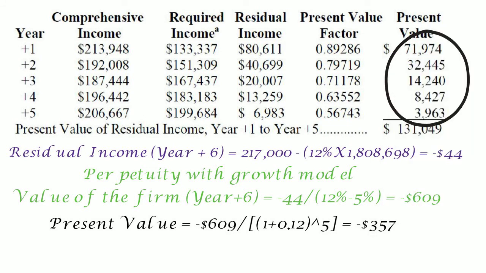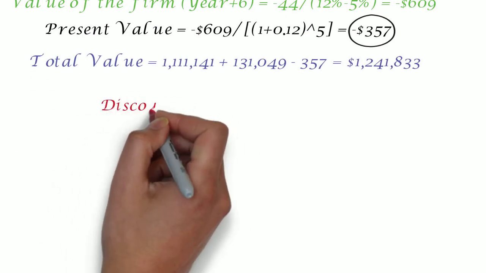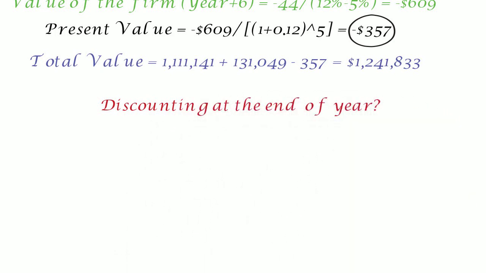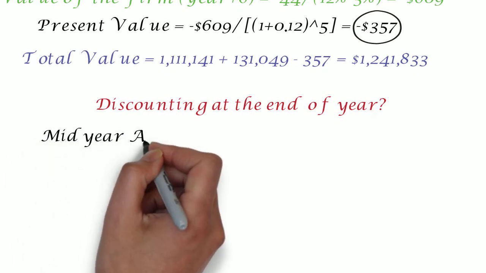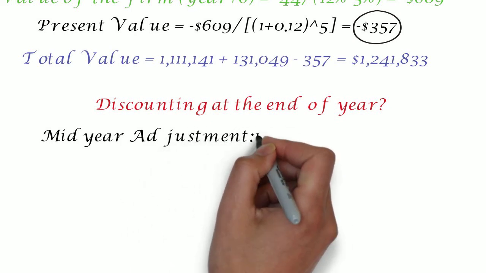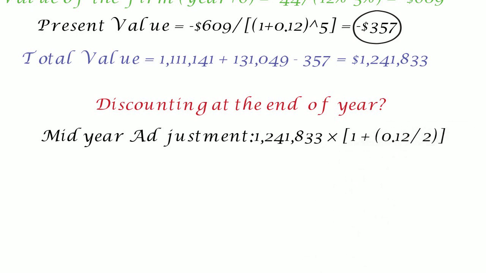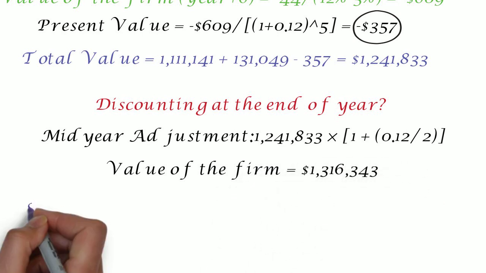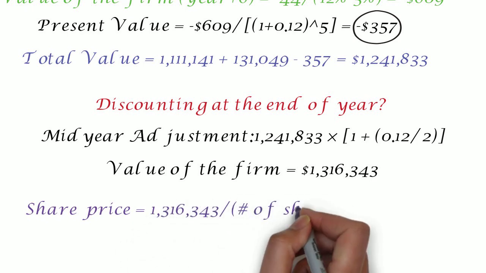Adding all of the present values with the common shareholder equity at the start of year plus 1 gives us the total value of the firm. Note that while discounting, we assumed all of the net income is generated at the end of the year. However, in reality, the net income is generated throughout the year. To deal with this issue, we perform a mid-year adjustment by multiplying our estimated total value by 1 plus cost of equity of 12% divided by 2. This gives us an overall value of the firm as $1,316,343. If the question provided us with the number of shares outstanding, we can use that information to calculate the per share value.